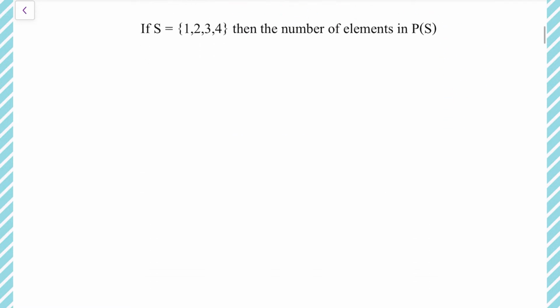Next, if set S equals {1, 2, 3, 4}, then the number of elements in P(S) is nothing but the power set. So in the power set, how many elements will be there? Power set is nothing but a set which consists of all the subsets. So simply we need to find out the number of subsets.